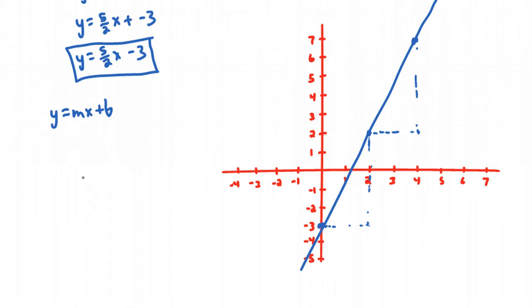Now what if the slope, for example, had been 4? Well, what does that mean? What's the rise and run? Well, 4 is the same thing as 4 over 1. So you'd run to the right 1 and you would go up 4.